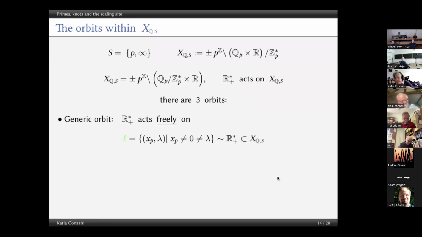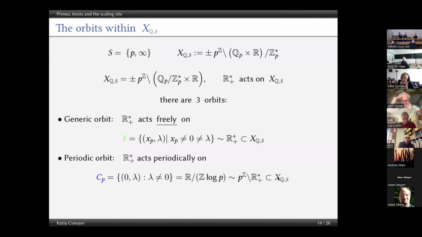And here are the orbits. Finally, the full collection of orbits in this case. So there is a generic orbit, what we call generic orbit, and this orbit is obtained when you make R star plus act freely on pairs where the non-Archimedean entry in the adele element is non-zero, which means it's a unit, and the contribution at infinity, the lambda, the entry in the adeles, the Archimedean component, is non-zero. So here is kind of a copy of what remains of the idele class group inside this. So it's an R star plus that we get as a generic orbit. Notice that the role of the generic orbit will be involved in the next part.